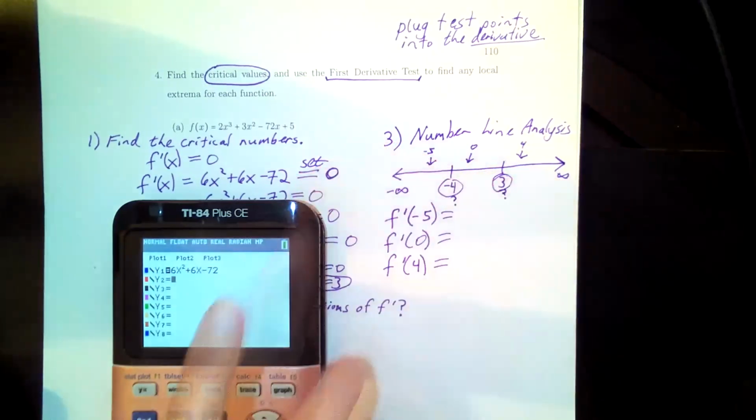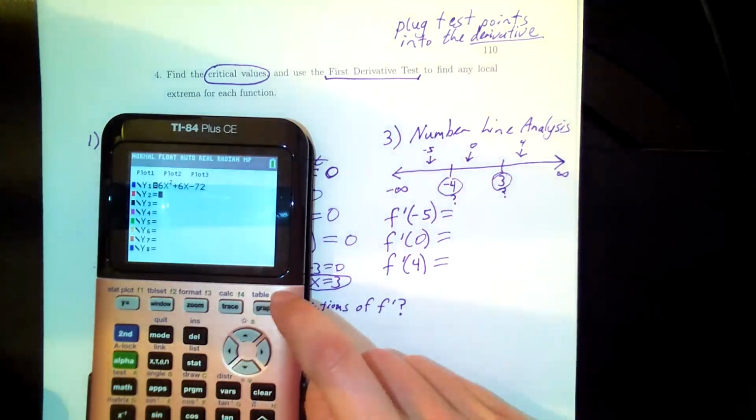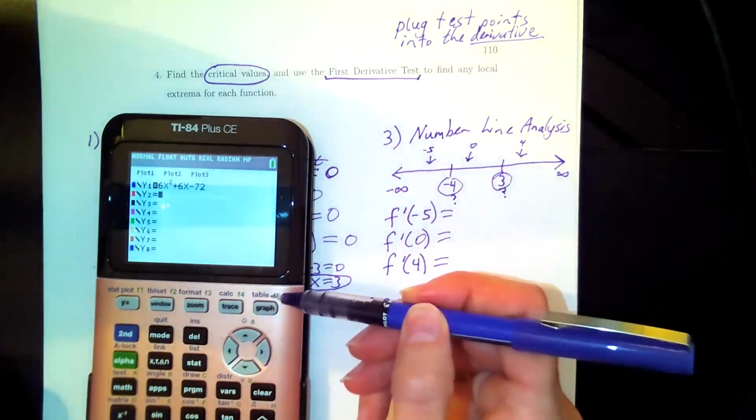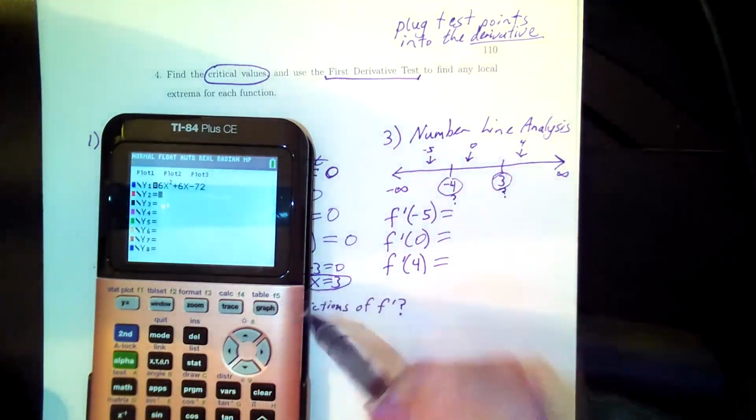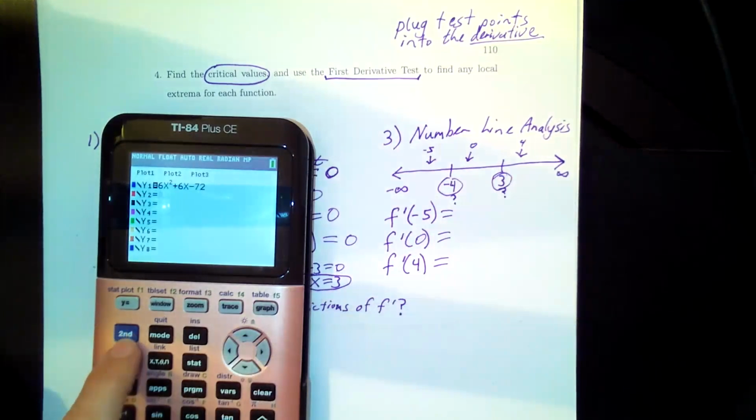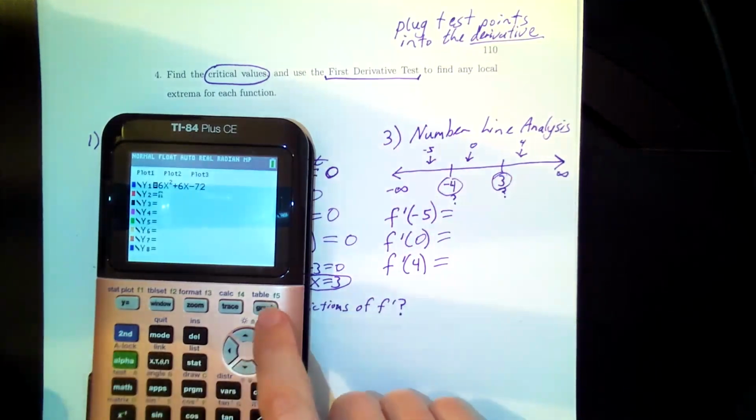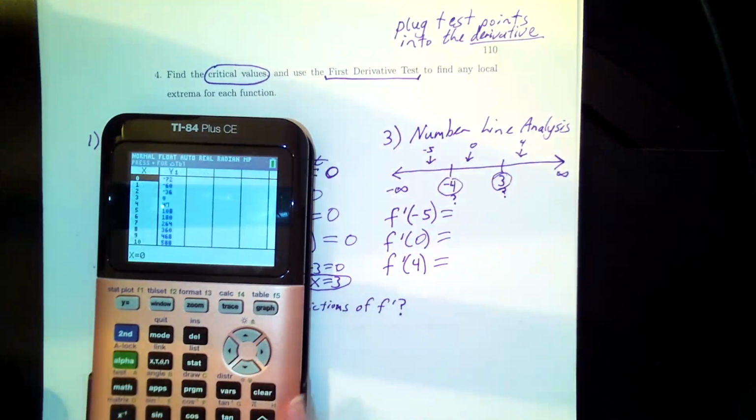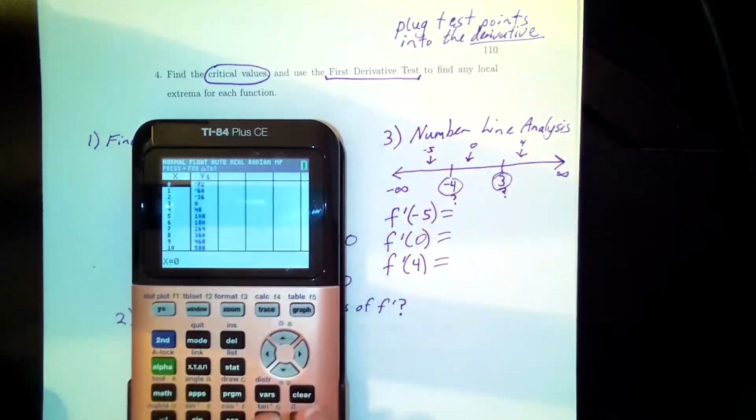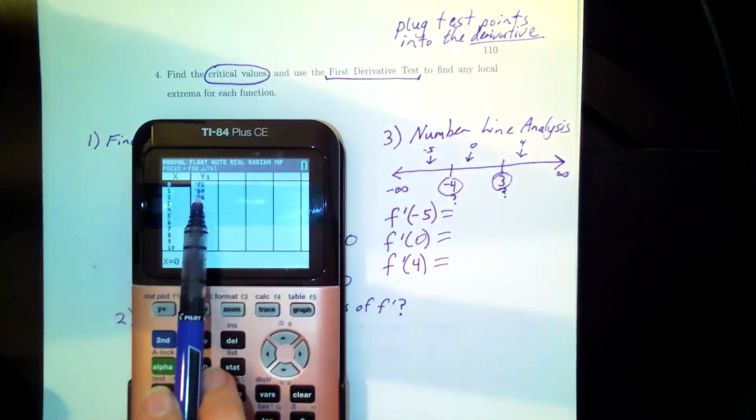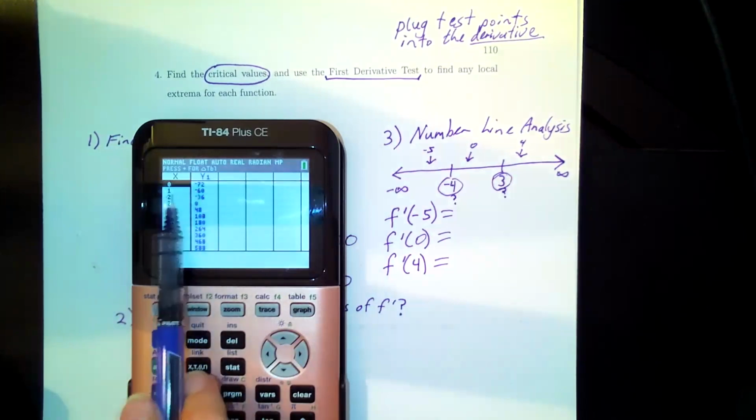But instead of graphing it, if you go to table, which is above the graph key, you can get to that by hitting the second button here, this blue second key, and then touching graph. When you go to that, you have a table that comes up. Now, you may have already known about this, but that means if you plug in 0, you get a y value, or in this case, a derivative value of -72. Plug in 1, you get a derivative value of -60, etc., etc.